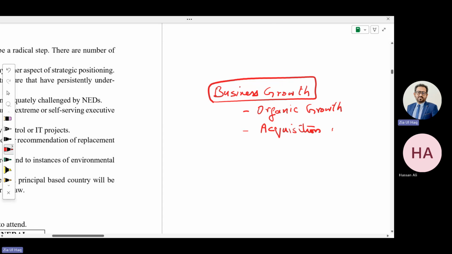Acquisition is quick because within a day you can create your business unit by acquiring another firm. You just need to offer money. But acquisition growth, though quick, is highly risky, because you are not only acquiring that business, you are acquiring their problems as well.